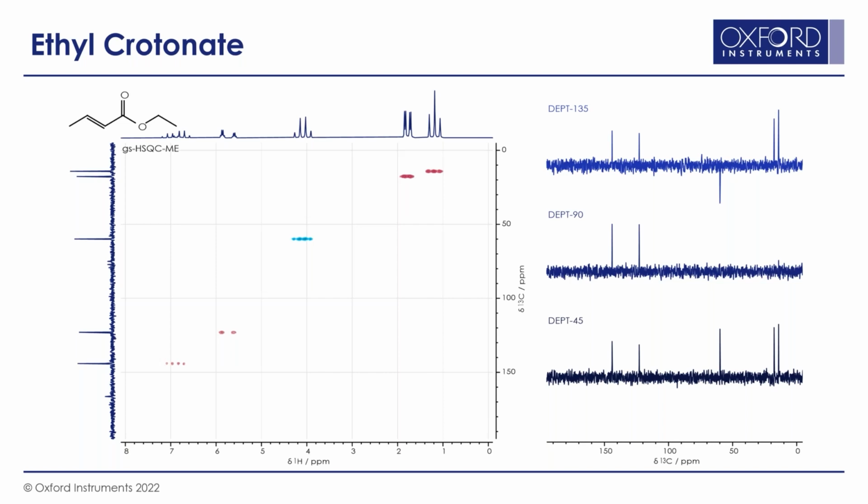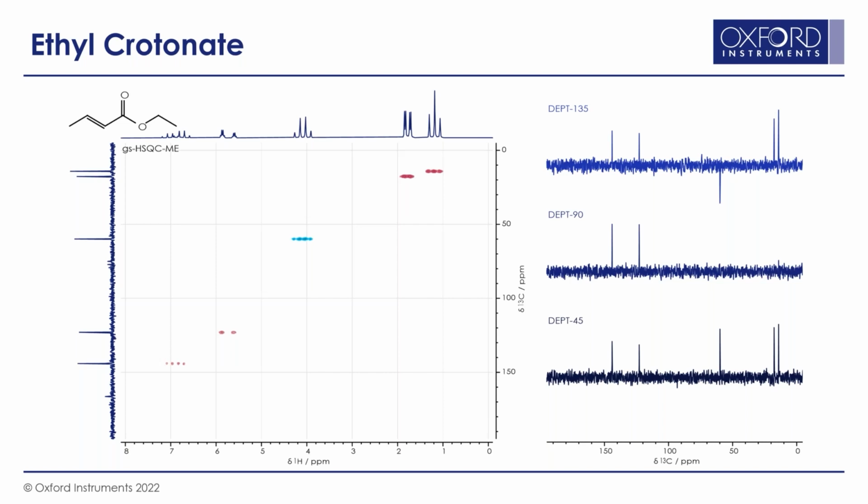In addition to the sensitivity enhancement, these advanced experiments can also tell us additional information about the source of the signals. For the DEPT series, the presence or absence of a signal, combined with its phase, that's whether it's positive or negative, allows for signals from CH3, CH2, and CH carbons to be distinguished.